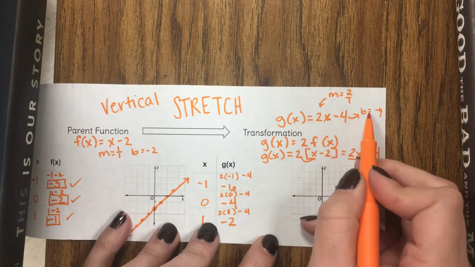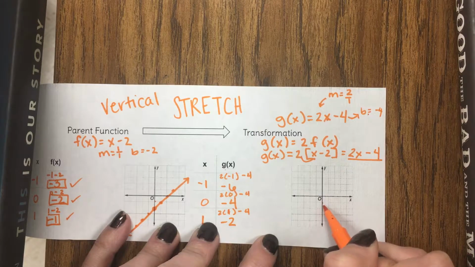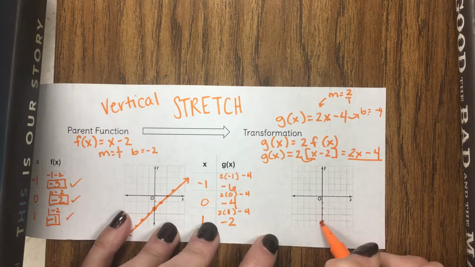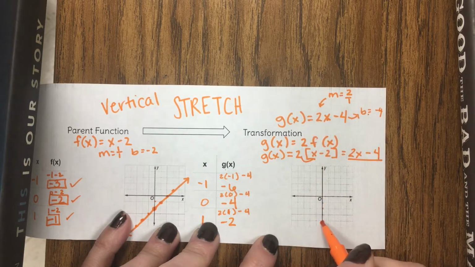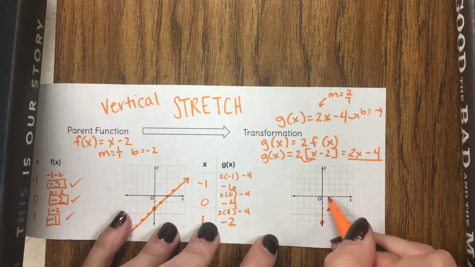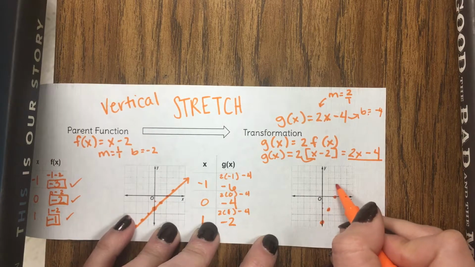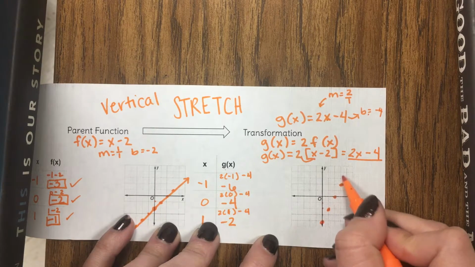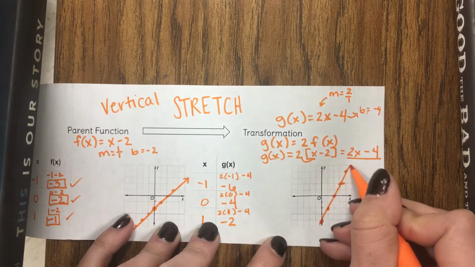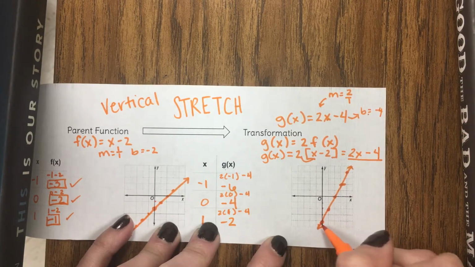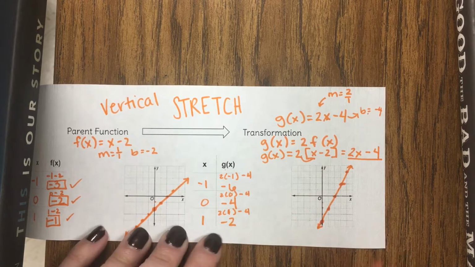So g of x, I know my b is at -4, so I'll go down 1, 2, 3, 4. That's where I'm going to start my graph. My slope is 2 over 1, so I'm going to go up 2, over 1, up 2, over 1, up 2, over 1. Up 2 and over 1, and then backwards, it doesn't really matter. I'm going to go ahead and draw my line in, and let's see if these points that I drew match up to when I worked it out.